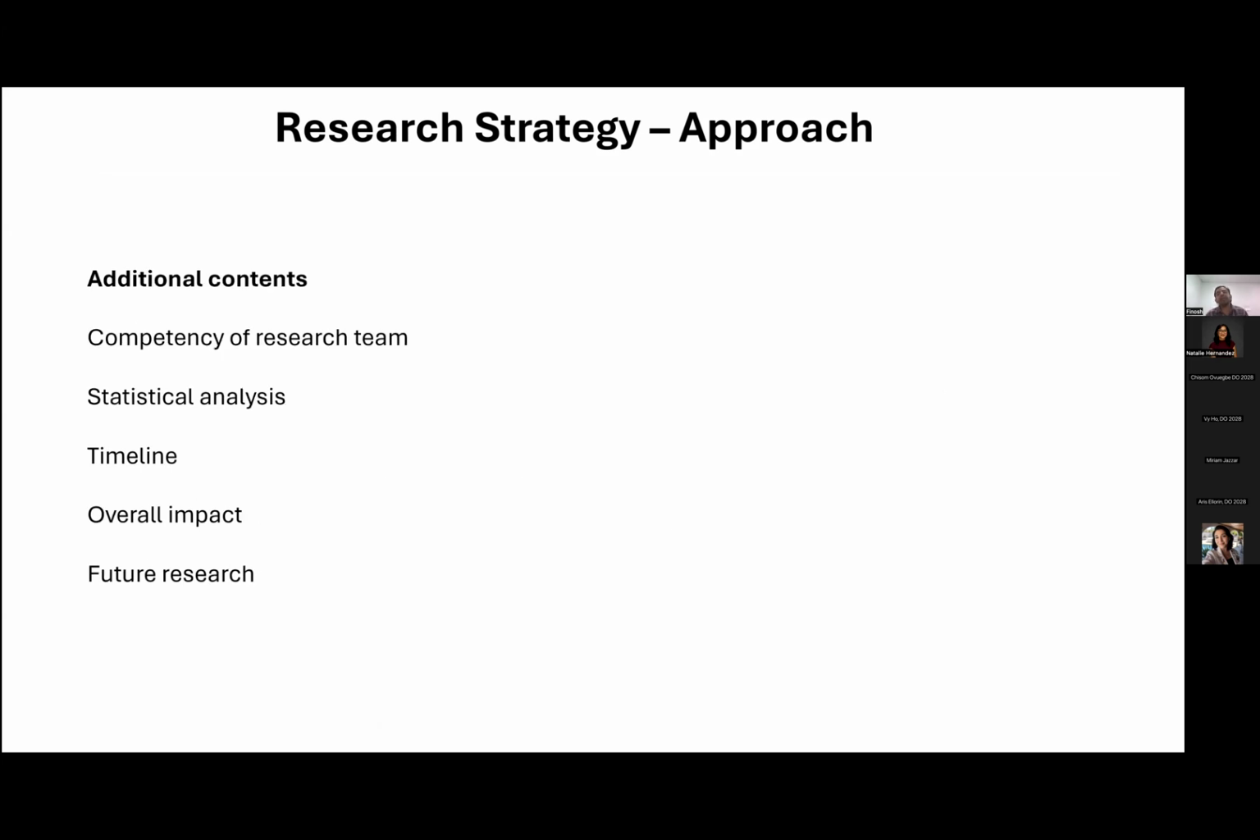And also additional components include competency of the research team. If you have 2 or 3 co-investigators and collaborators, give what are their potential strengths and how their strengths are being harvested for our experiments and successfully completing our approach.